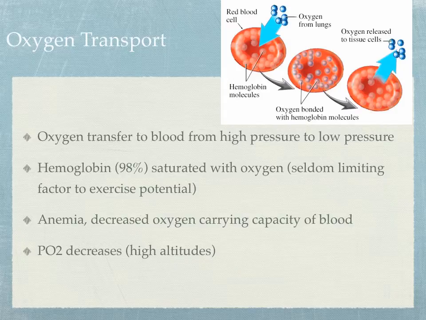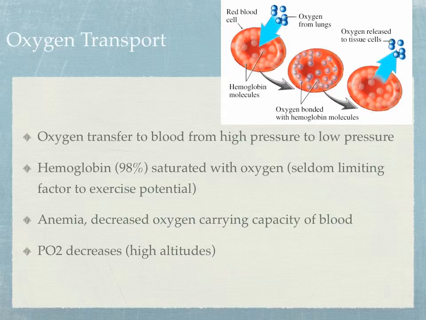And hemoglobin is usually 98% saturated with oxygen. Almost all the hemoglobin is bound with oxygen. And it's usually not the limiting factor to exercise because there's usually plenty of oxygen available. But sometimes people can be anemic, and that decreases the amount of oxygen they can carry.